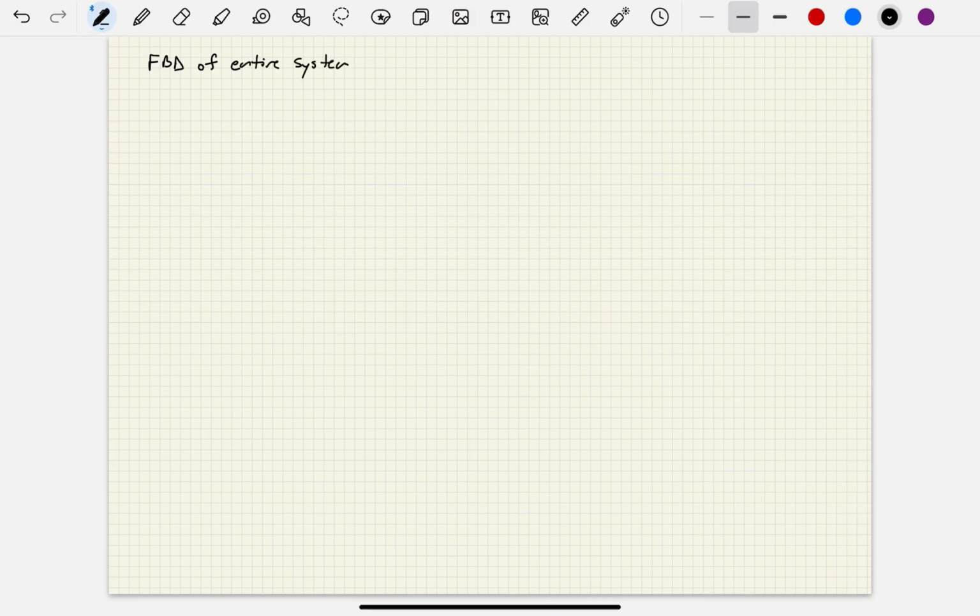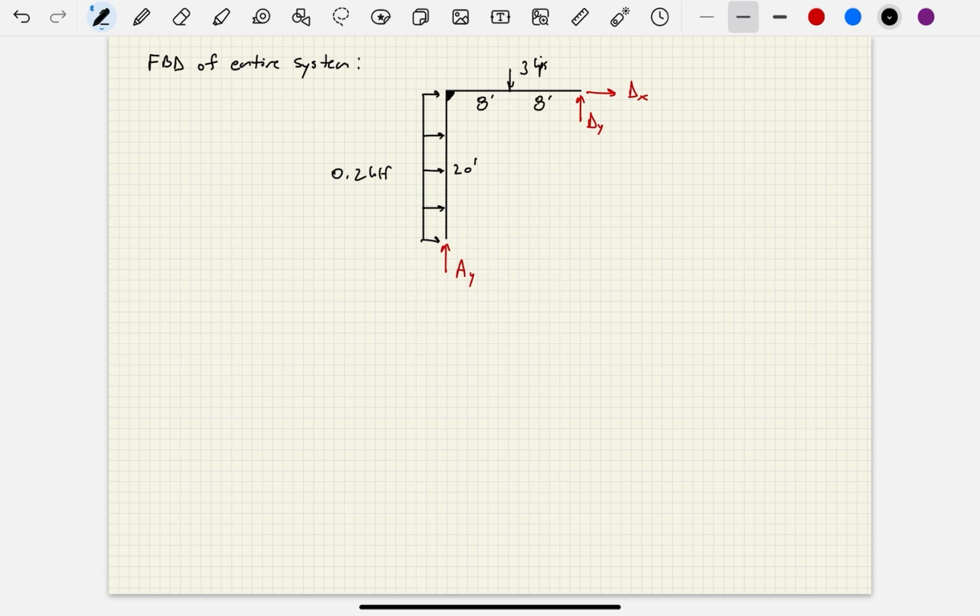entire system. And the reason why we're going to start with this is so we can get those externals, okay? So here is my frame, and here is AY, and then over here we had a DY and a DX. We've got 3 kips right here in the middle. We have this rigid joint at B, and then we have this uniform load spread out over this vertical member, and this was 0.2 KLF. This vertical member was 20 feet, and then we had 8 feet lengths on either side of that 3-kip load, okay?